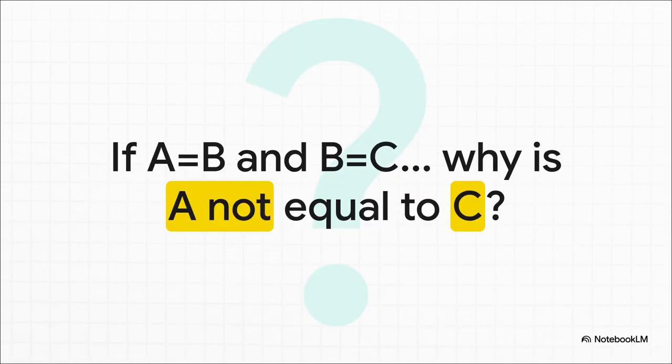Okay, take a look at this. Let's say, just by looking, you can't tell the difference between shade A and shade B. To your eyes, they're the same. And the same goes for B and C. So logically, A should be identical to C, shouldn't it? But, well, it's not even close. So what's going on here? How is this possible? It feels like we just broke a fundamental rule of logic.